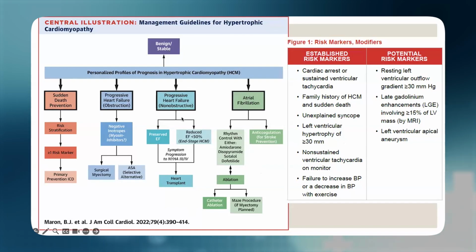In progressive heart failure, heart transplant is one possibility. In progressive heart failure due to obstruction, you have to understand that HCM can be obstructive or non-obstructive. In non-obstructive, there is no role for surgical myomectomy or alcohol septal ablation. If there is no obstruction, what will you achieve by thinning or reducing the septum? There will be no help. What we can use though are negative inotropes or myosin inhibitors. Does anyone know the name of any myosin inhibitor?